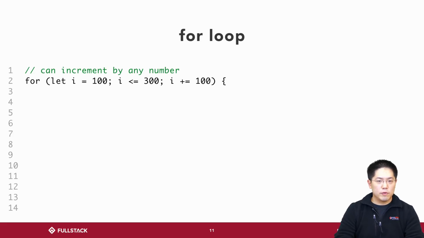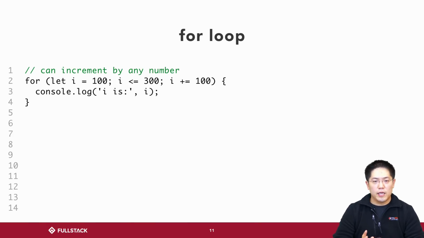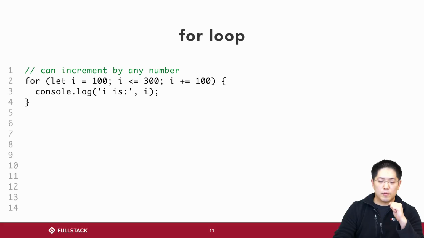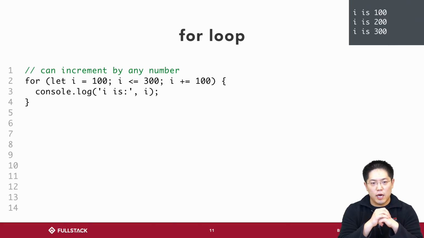And also you can increment by any number, so you don't have to increment by 1, you can increment by 100. So if you want to output 100, 200, 300, this might be a loop that you write. So I equal to 100, I less than or equal to 300, I plus equal to 100. The way I would read this typically is, well, in this for loop, start I at 100. Then test if I is less than or equal to 300, and for each loop, increment I by 100. And then inside the loop, console log I is I, right? So here we should get I is 100, I is 200, I is 300.